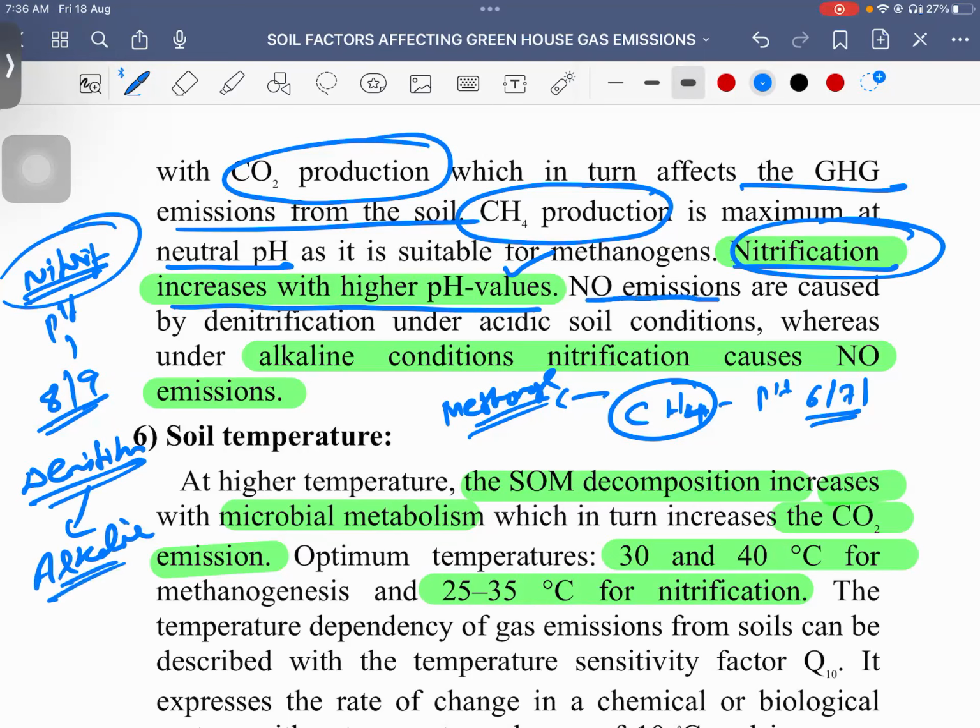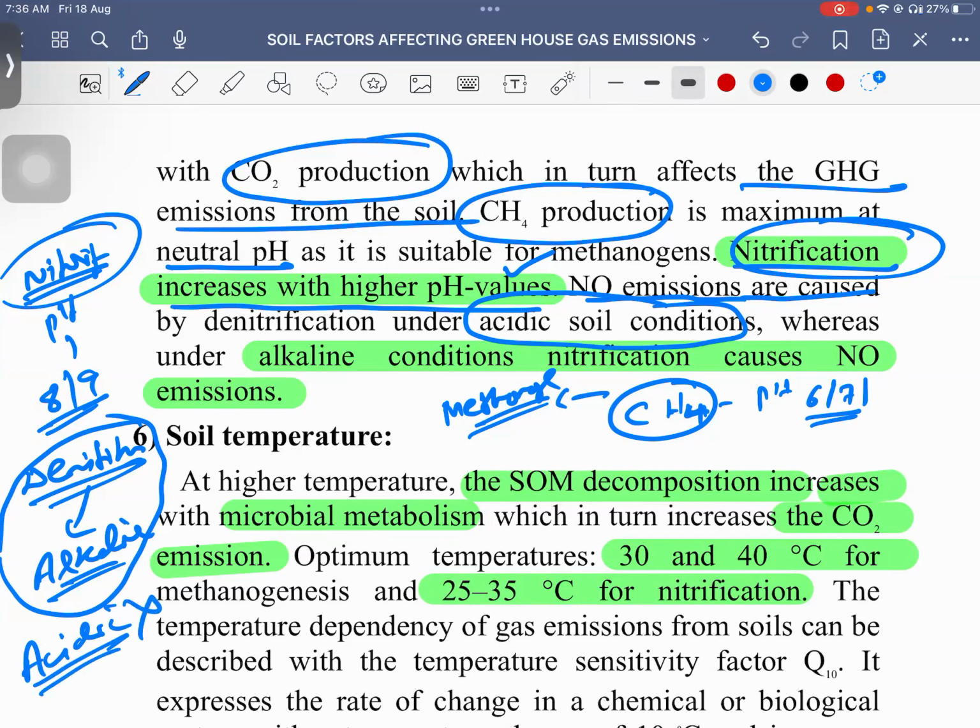As you see here, no emissions are caused by denitrification under acidic conditions. As I said, in alkaline pH only this denitrification process will occur, not in case of acidic soil. In acidic soil, the denitrification process will not occur. Only in case of alkaline soil, the denitrification process will occur. The next important one which we studied is methane. The CH4 emission usually happens at pH around 6 to 7, nearby the neutral pH, because the methanogens are always active.